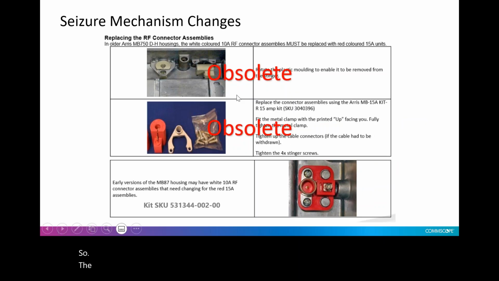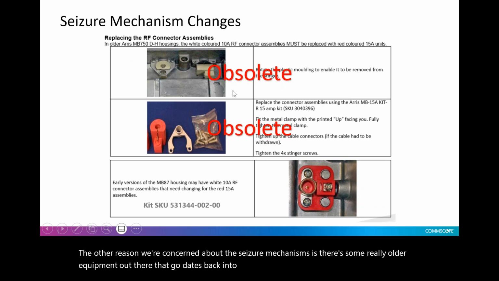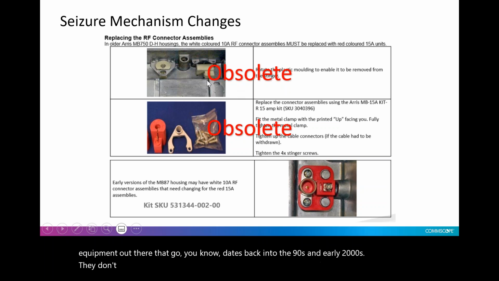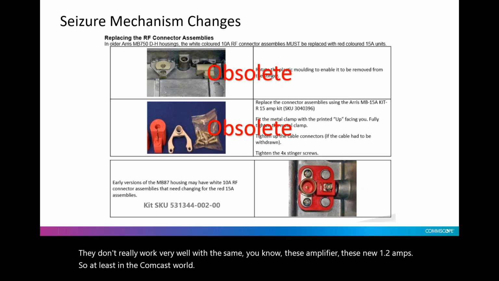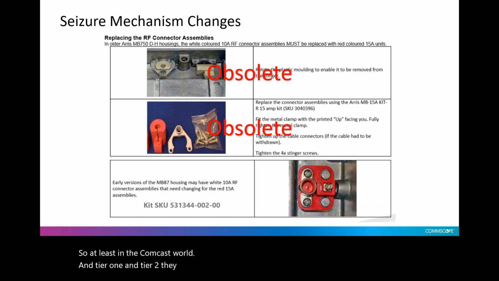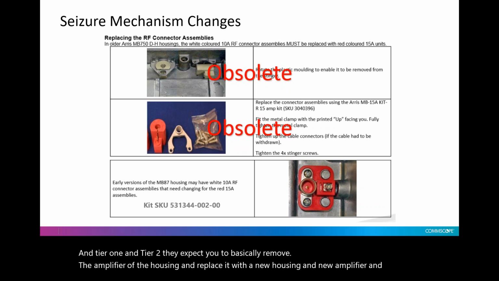The other reason we're concerned about these seizure mechanisms is there's some really older equipment out there that dates back into the 90s, early 2000s. They don't really work very well with these amplifiers, these new 1.2 amps. So at least in the Comcast world, in tier 1 and tier 2, they expect you to basically remove the amplifier and the housing and replace it with a new housing and new amplifier. And that's usually how they come out of the box.